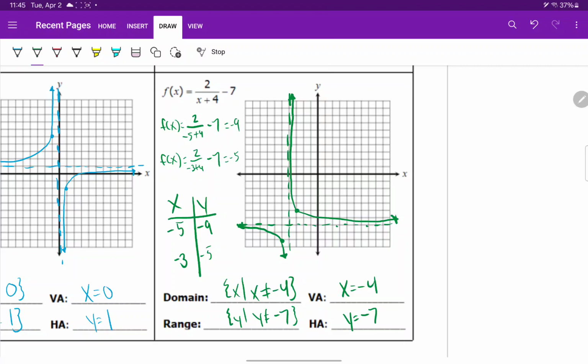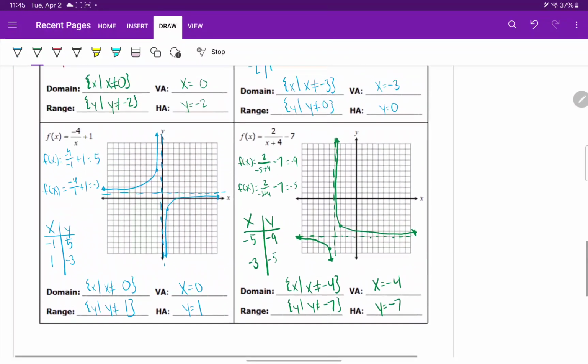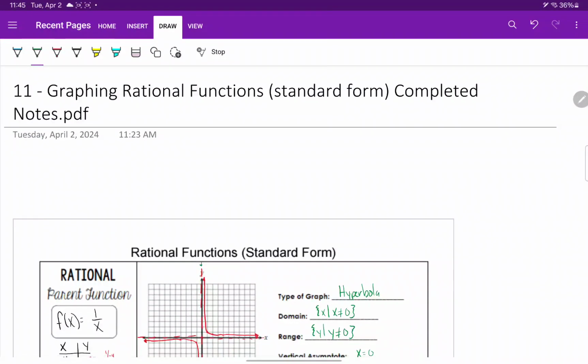All right, let's continue to move on. Or actually, that is it. All right, so that's going to complete the notes for this, for the graph and rational functions.